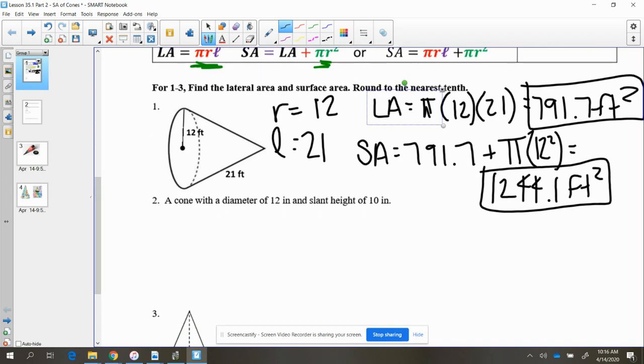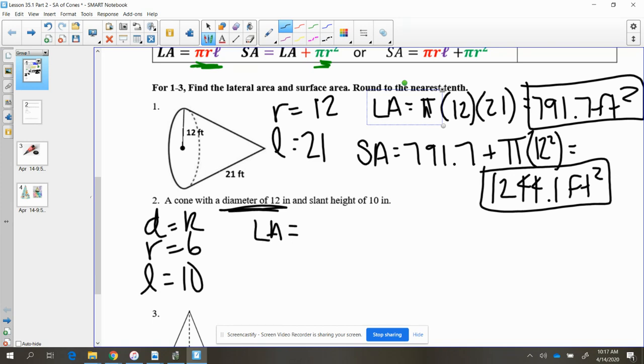Now number two is slightly different than number one because they give us the diameter. So in order to solve for the radius, we need to cut that in half. So our radius value is actually 6. Slant height is also given, so that's 10. So take a moment to calculate now the lateral area and surface area for this cone.